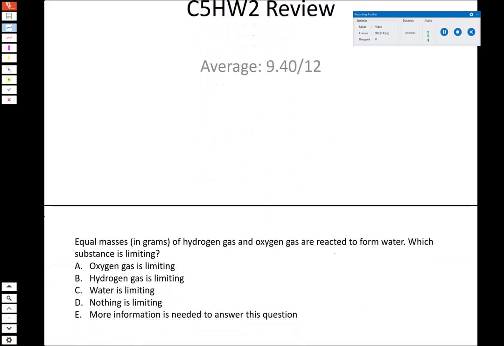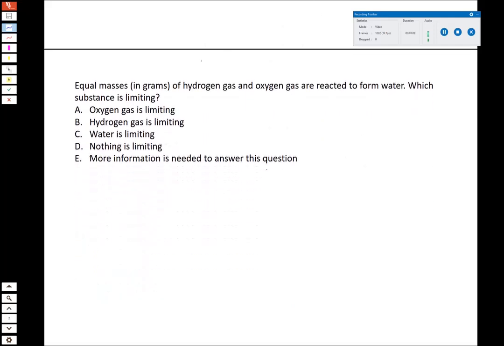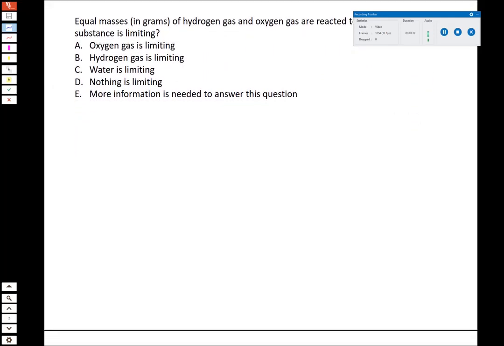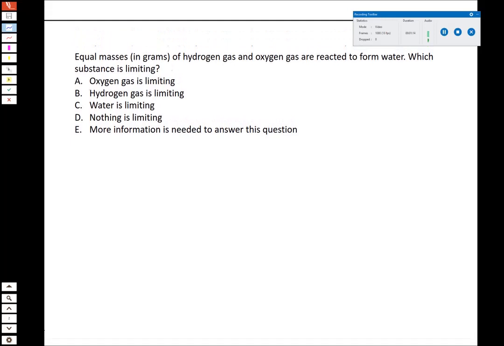So getting into the questions, the first couple are going to be a little bit more conceptual, not necessarily doing actual calculations, or at least not very in-depth calculations, but they're again dealing with the concepts of moles of reactants and limiting reactant especially, which is a big topic in this homework assignment. All right, so in this problem, equal masses of hydrogen gas and oxygen gas are reacted to form water. Which substance is limiting?